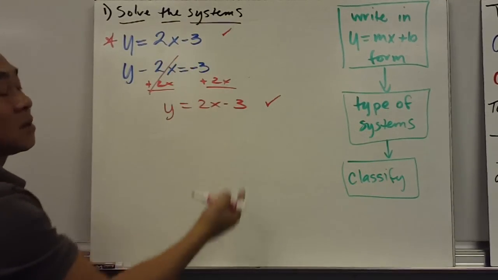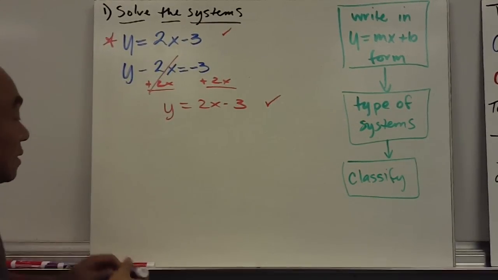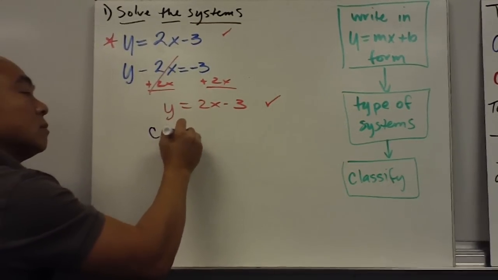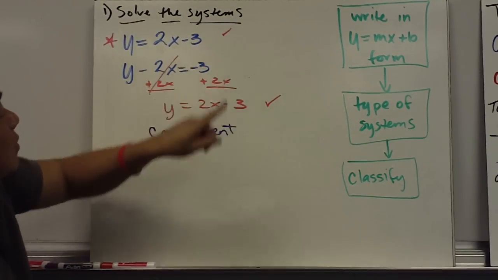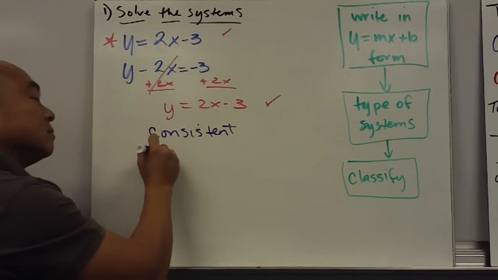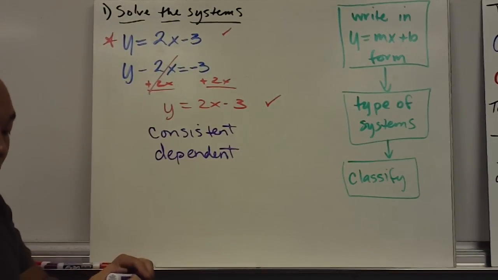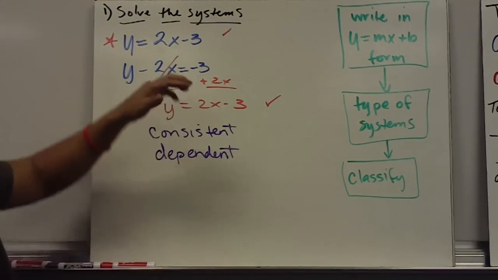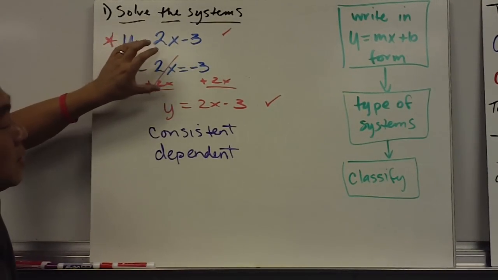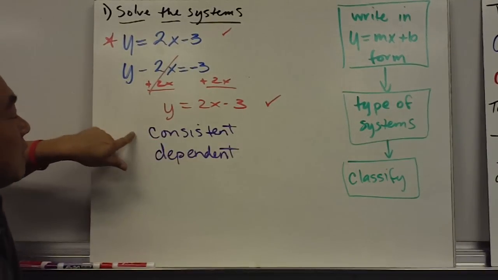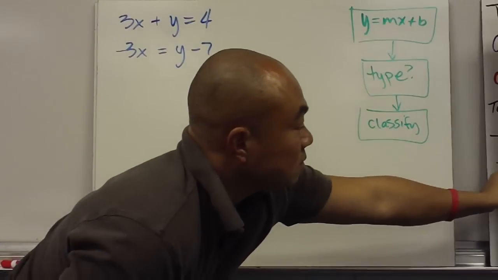If you look, they're the same exact line, which makes this a consistent system. So this is consistent. And because this line and that line are exactly the same, this is called dependent. That's basically all you have to do for today. Change them to y is equal to mx plus b form, or slope-intercept form, then figure out what type of system they are, and classify. They're both consistent and dependent. Alright, let's do another one.